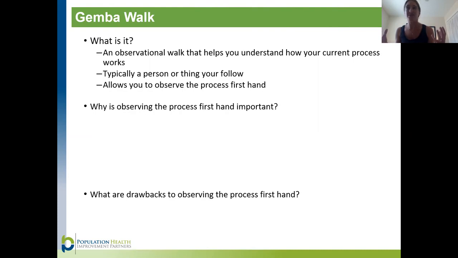For many of you, that means you're going to be following your patients or your families, right? You could also be following a thing, though, depending on your chosen focus area and your aim. So you could be following a discharge plan or a contract, for example. So your coaches are going to be encouraging you all to get creative as you begin to think through what process you're going to observe and how you want to do that. So question for the group, why do you think observing the process firsthand is important? And you can take yourself off mute or you can type in the chat box here.